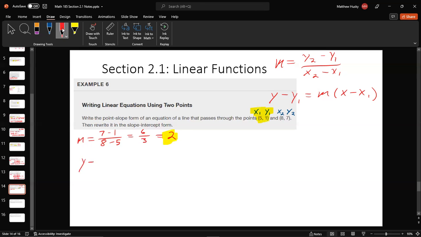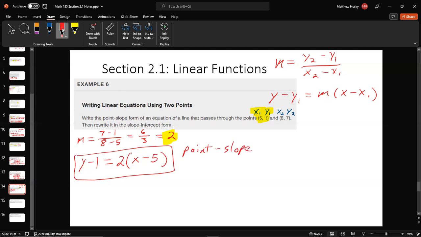What is this? Y minus y1, which is 1. The slope m is a 2. Okay, very nice. X minus x1, x minus 5. So they say write the point slope form. Okay, well, there you go. That's the point slope form. Like always, they do want it in slope intercept form too, but point slope form is that.